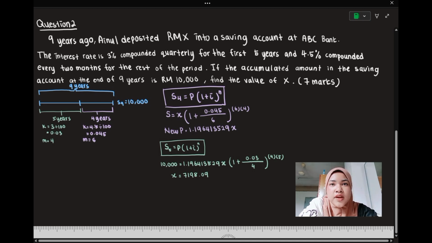Then we calculate the S for 5 years. Use the same formula, S equals P(1 + i)^n. So we put in S here, 10,000, equals the new P, 1.196413529X(1 + 0.03/4)^(4×5). Then we calculate, and we will get X equals 7198.09.